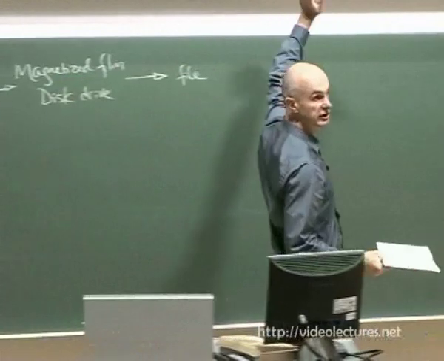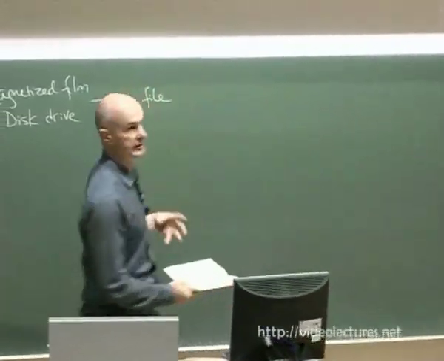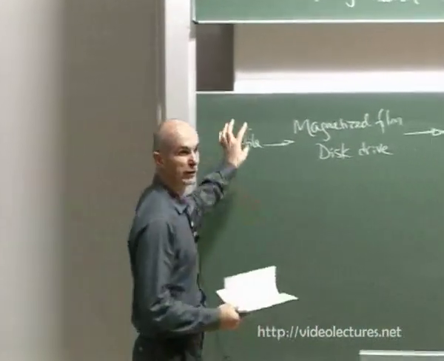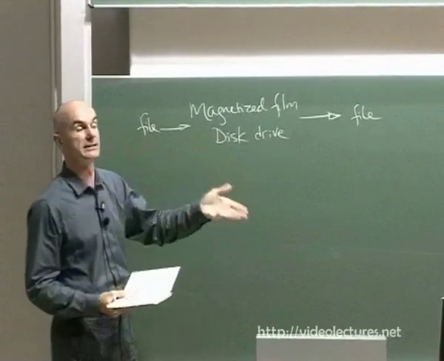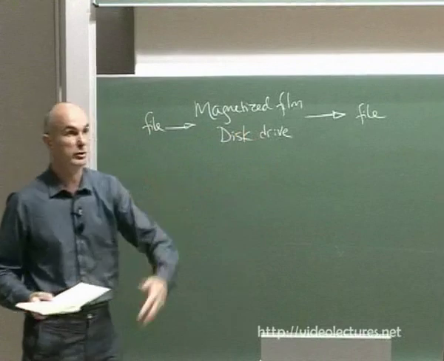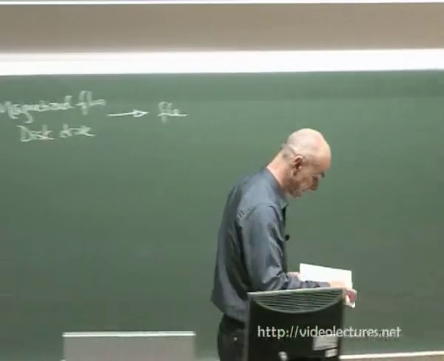Unlike these examples, the two ends of the channel are in exactly the same place. So my voice, your ear, they're in different places. Lots of channels go from A to B. The disk drive, you put the file on at one time, and then later on, in exactly the same place, you want to get the file back again. So the channel's going from you to you at a different time. Okay, those are some examples of channels.